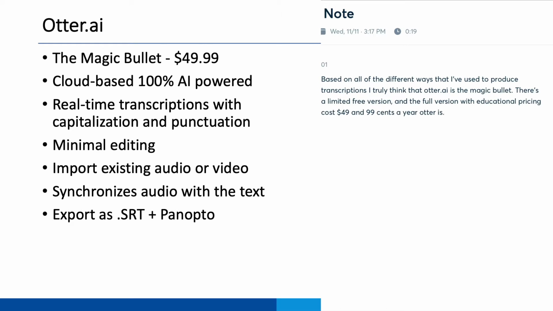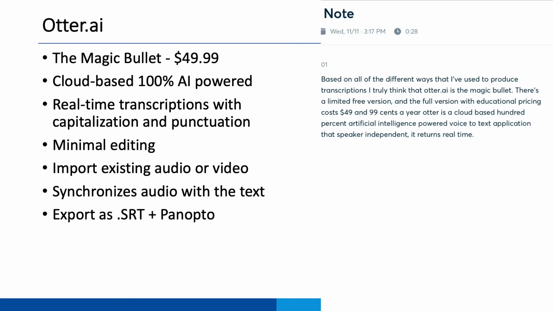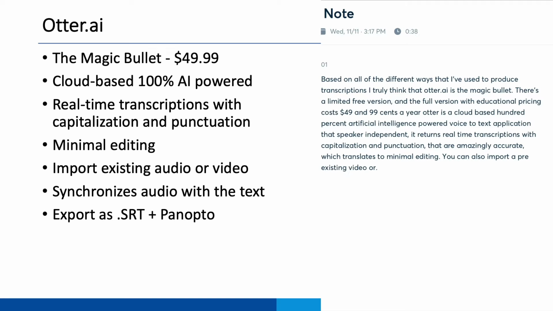Otter is a cloud-based 100% artificial intelligence-powered voice-to-text application that's speaker-independent. It returns real-time transcriptions with capitalization and punctuation that are amazingly accurate, which translates to minimal editing. You can also import a pre-existing video or audio into OtterAI and have the transcription returned with the same level of accuracy and synchronized with the audio.